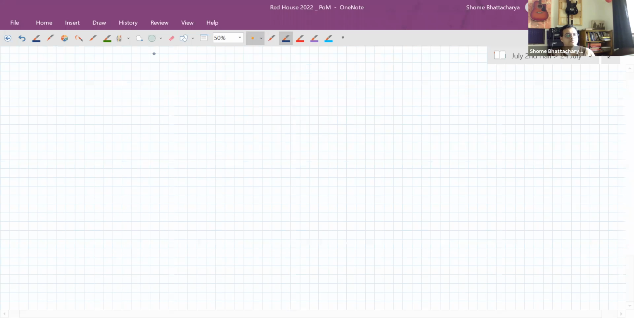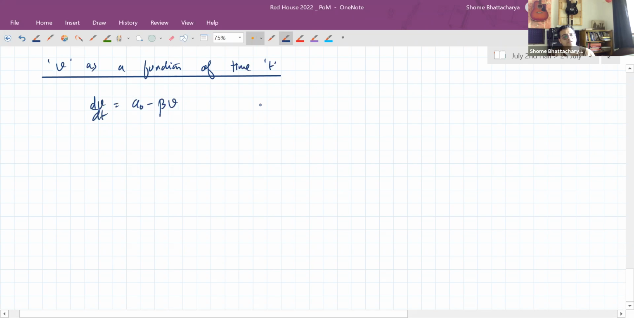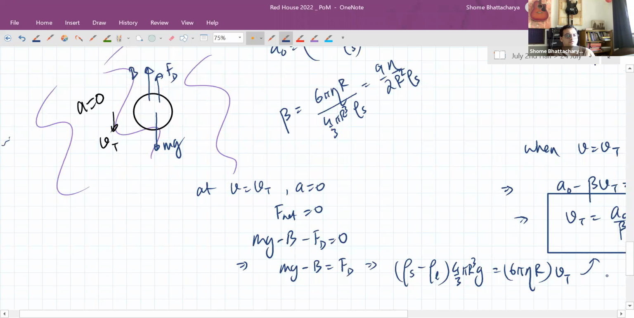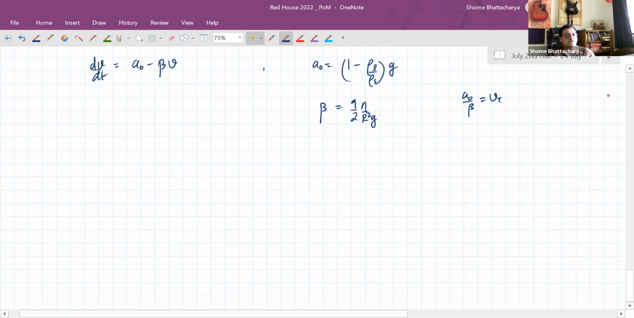Now, the next thing here, you want to solve velocity as a function of time, as it starts from rest. So remember we had that equation that the rate of change of velocity or the acceleration was a naught minus beta v at any given instant, where a naught was of course this factor, initial acceleration, and beta was this kind of factor, 9 eta divided by 2r square. Also that a naught upon beta was equal to the terminal velocity.